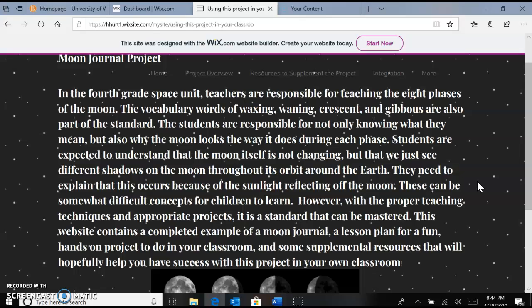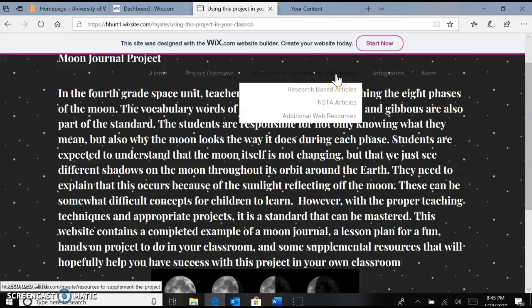And so in this website, not only do I show you the moon journal that I did myself, that I actually have done in my classroom in the past, but I also add some resources and the lesson plan that we made, so that teachers have more material available for them so that they are teaching this lesson with fidelity.